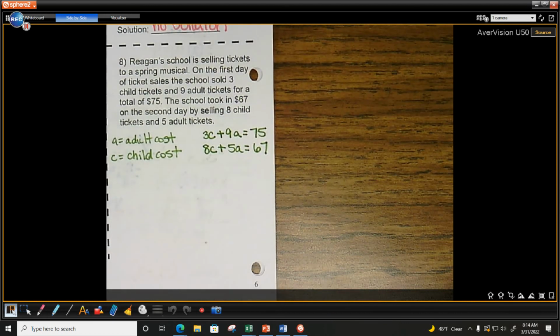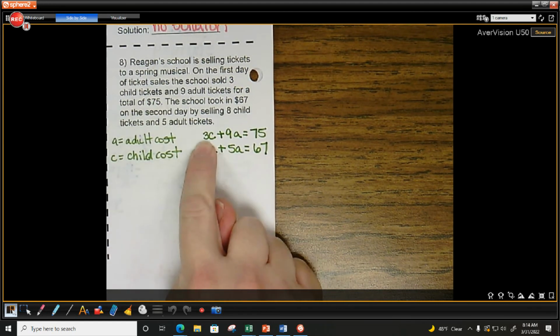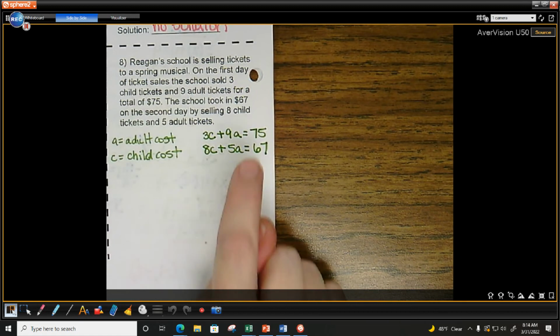Okay, this one is going to be the hardest one we've done because you're going to have to multiply both equations, and let's talk about why. It is stacked on top of each other, C's on top of C, A's on top of A, equals on top of equal, constant on top of constant. So it is set up for elimination. My C coefficients are 3 and 8, not the same number. My A coefficients are 9 and 5, not the same number, okay?